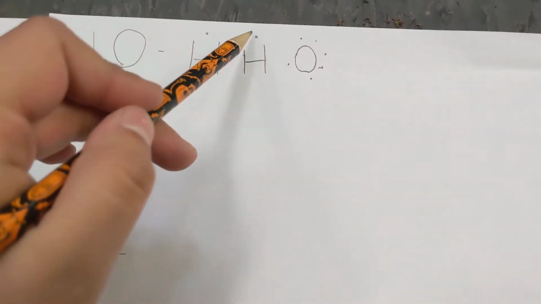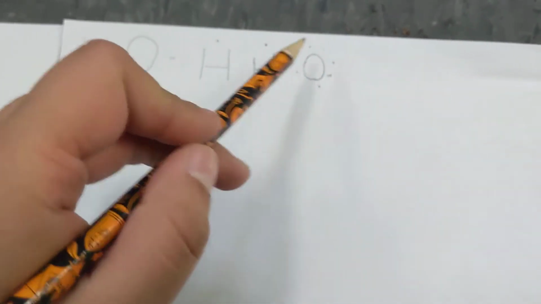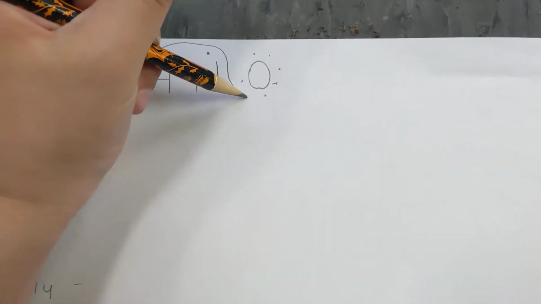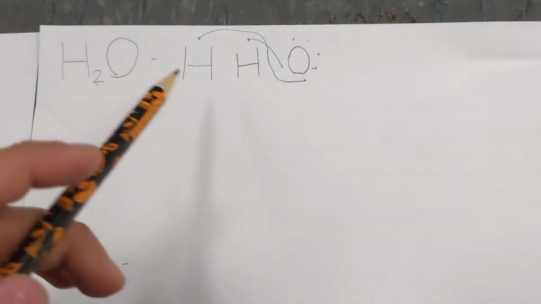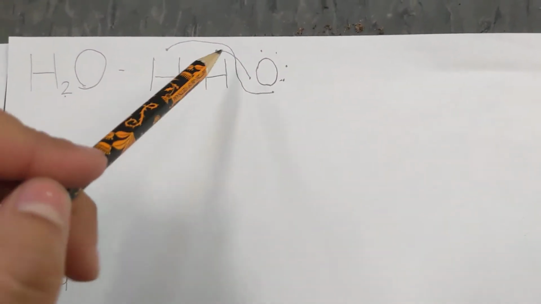So what we have to do next is connect these so that oxygen can have 8 and hydrogen can have 2. So we're going to have a line going from here, and we're not going to do arrows, because arrows are technically not the right thing. And then from here. Alright, so now everyone's shared, because now they have 8 and now they have 2.